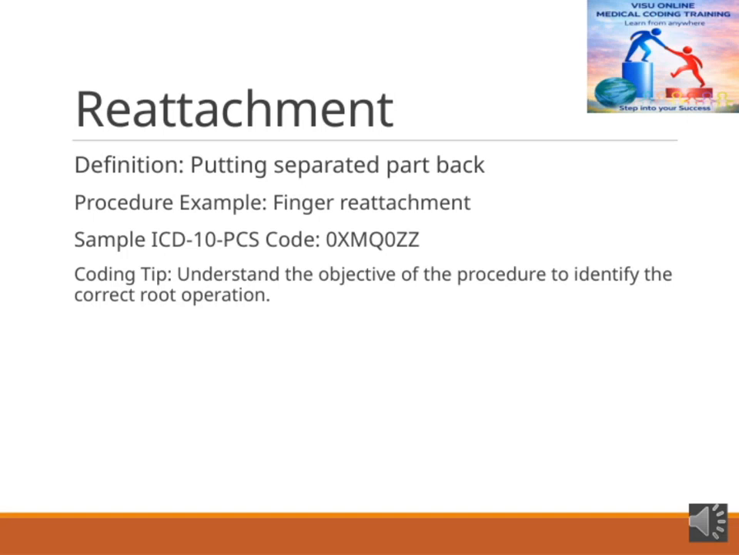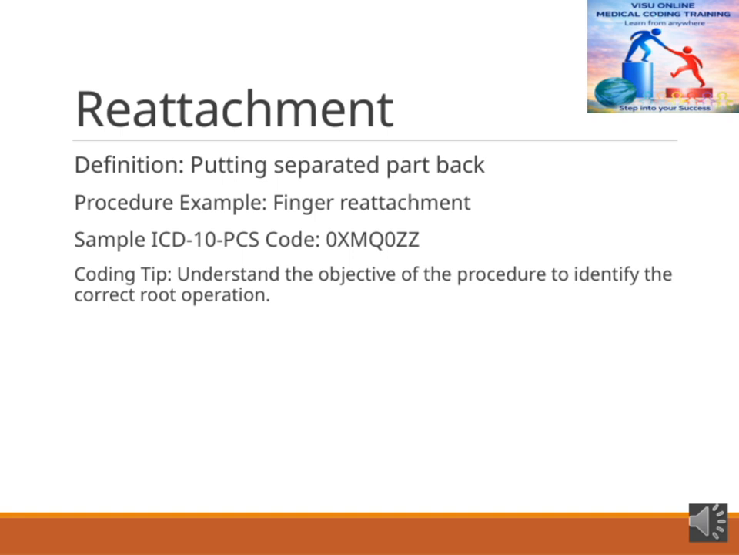All right, let's talk about reattachment. Essentially, this refers to putting back a separated part of the body. For example, if someone experiences a finger amputation, the goal might be to reattach that finger. The procedure aims to restore the function and appearance of the body part by surgically reattaching it. In coding terms, the sample ICD-10 PCS code for this procedure is 0XMQ0ZZ. This helps us accurately document what was done for proper billing and record keeping.